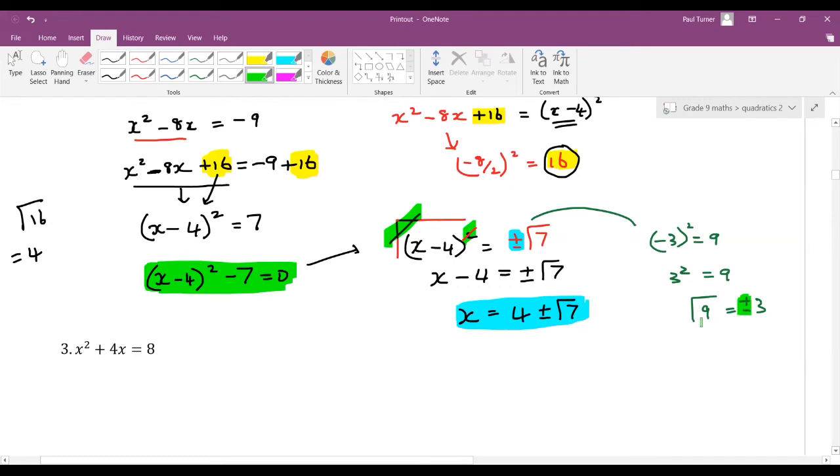So you have to forget about grade 6 work when the square root of 9 is only 3. Because for quadratics, you can have two solutions, plus or minus. Okay, so that's that one done.